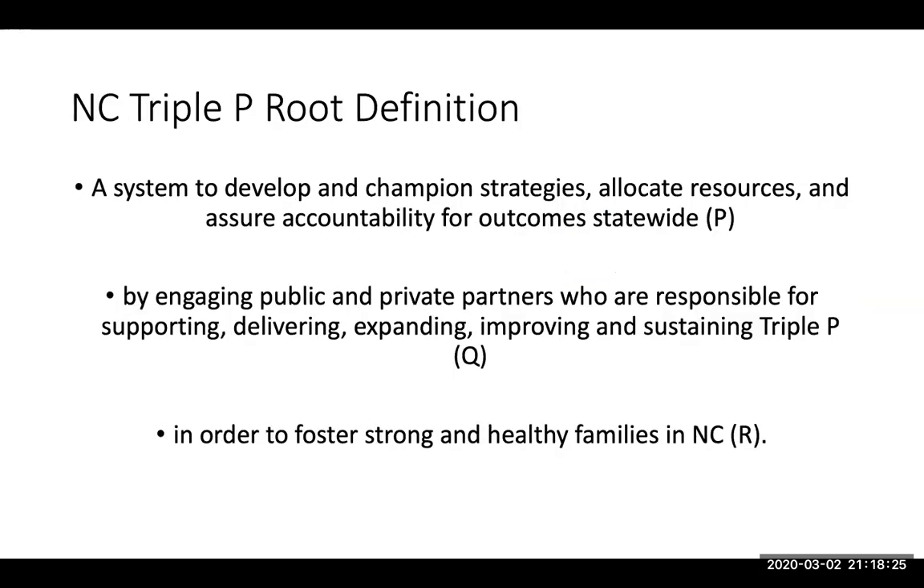We began by helping them develop a root definition, and they said that the Triple P system in North Carolina is a system to develop and champion strategies, allocate resources, and assure accountability for outcomes statewide by engaging public and private partners who are responsible for supporting, delivering, expanding, improving, and sustaining Triple P in order to foster strong and healthy families in North Carolina.